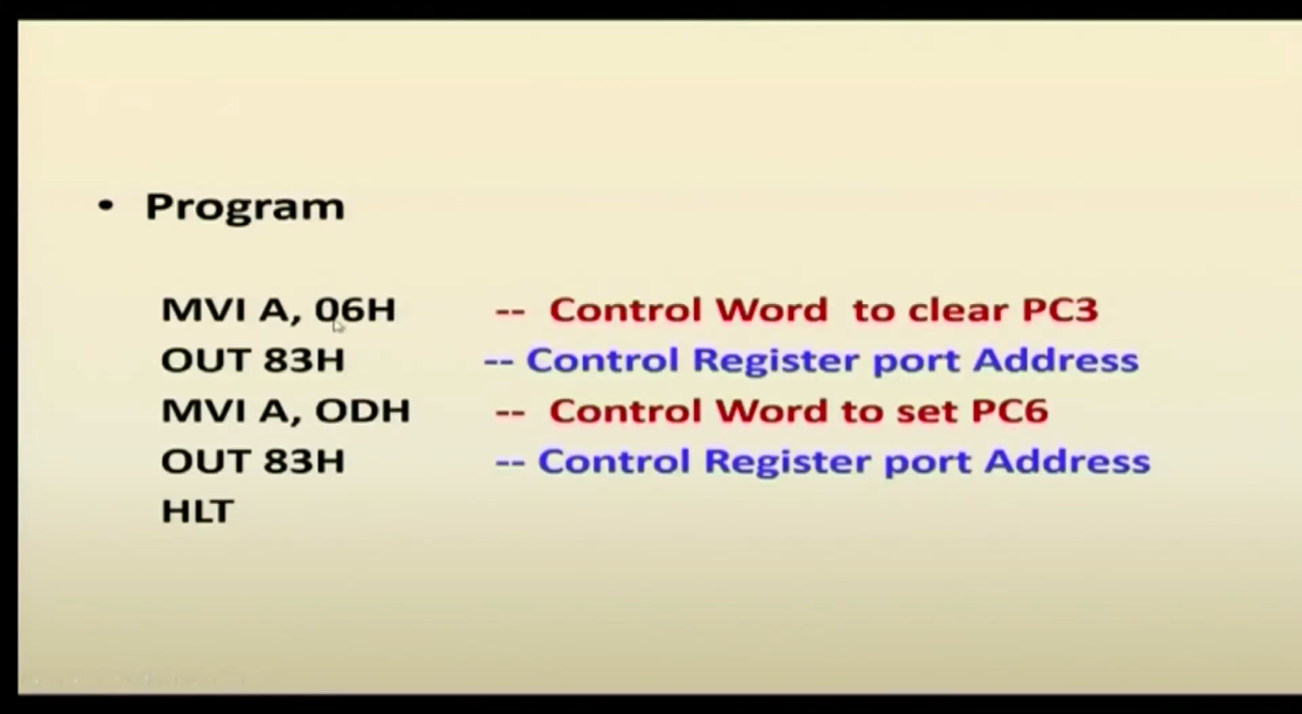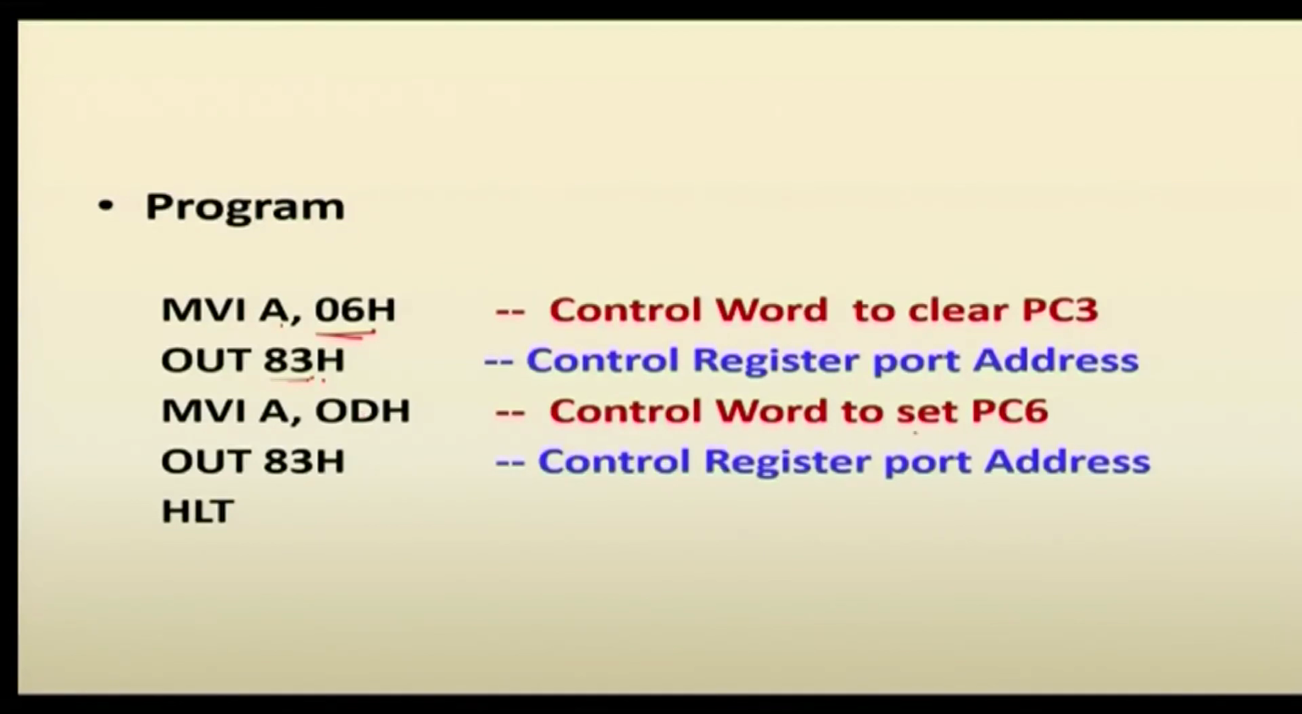Now, I will write the program for this. First, I have to initialize the control value to clear PC3. To clear PC3, the value is 06. So I load it into the accumulator. After using OUT 83, the accumulator value is transferred to the control register. 83 is the common address for both the control register and the BSR register.